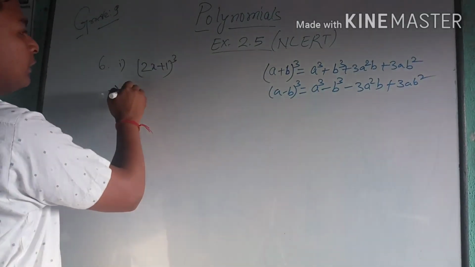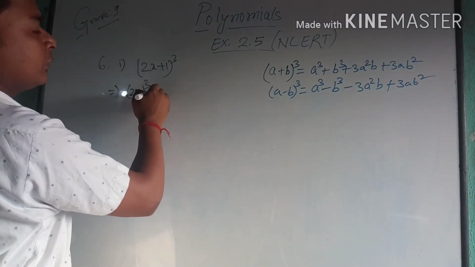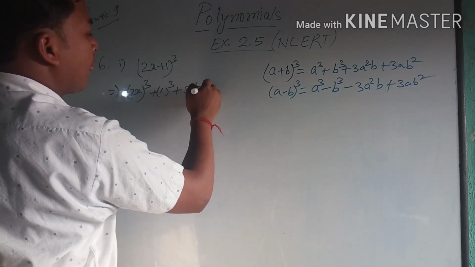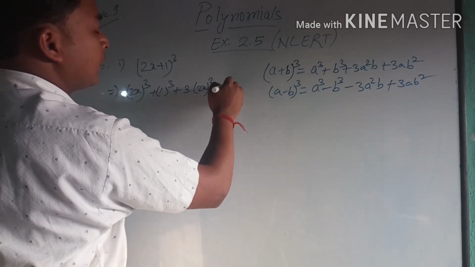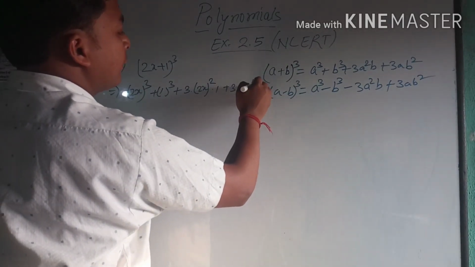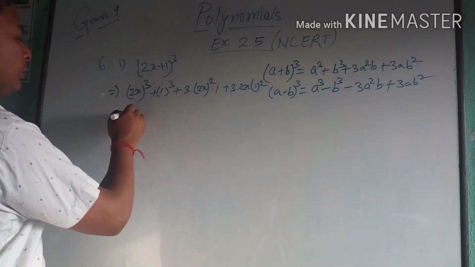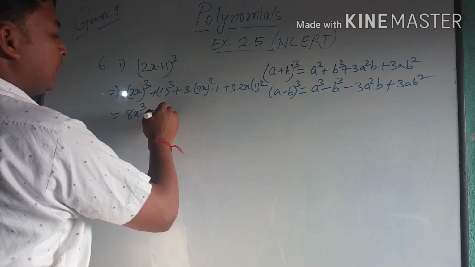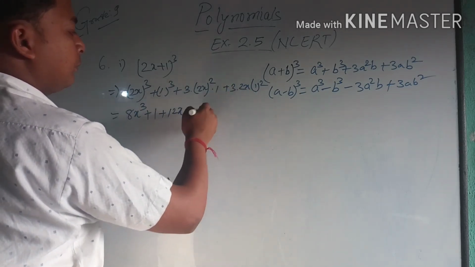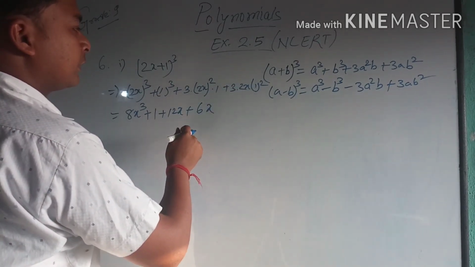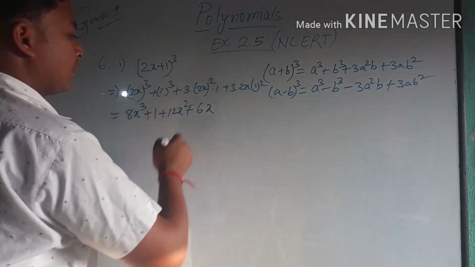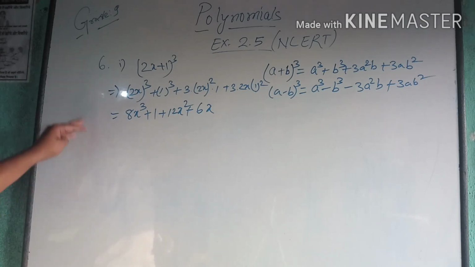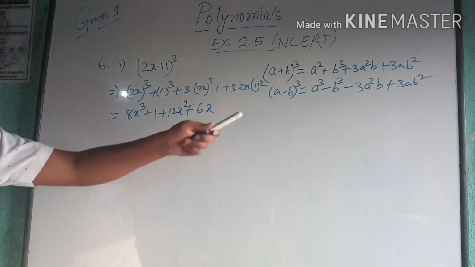If we go for this one, this is a cube plus b cube plus 3a square b plus 3ab square. This is equal to 8x cube plus 1 plus 4 3s are 12x plus 6x. Finally, we have got the answer for the first part, and all other parts are similar to this one, only you have to use the identity.